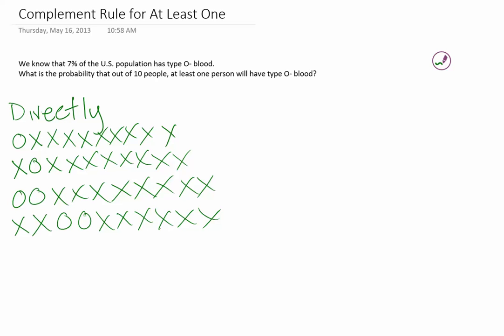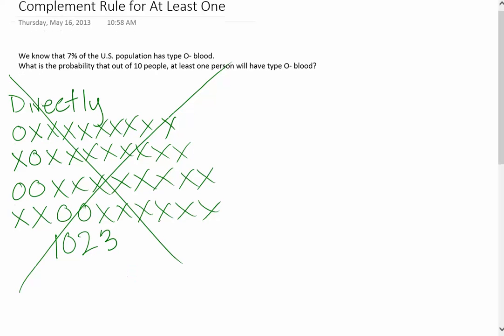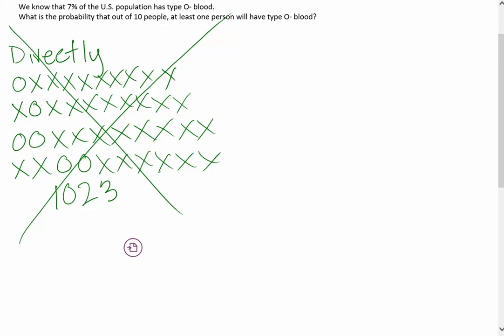And it so happens that there are going to be 1,023 possible ways that you can get at least one person with type O negative blood if you're looking at 10 people. That's going to be a lot of different outcomes for you to list out and find the probability for each one and then add them all up. That is going to take a really long time. We don't want to do it that way. We want to use the complement.